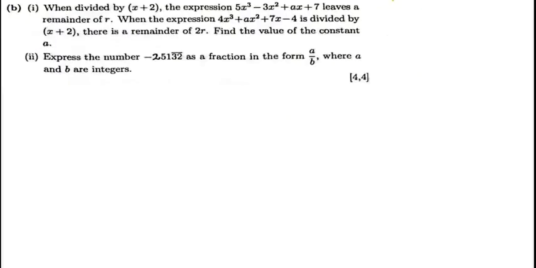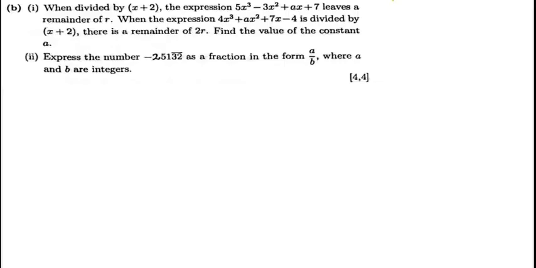So we're still on question 1. Now we have question 1b. They're saying that when divided by x plus 2, the expression 5x to the power 3 minus 3x squared plus ax plus 7 leaves a remainder of r. When the expression 4x to the power 3 plus ax squared plus 7x minus 4 is divided by x plus 2, there is a remainder of 2r. Find the value of the constant a.